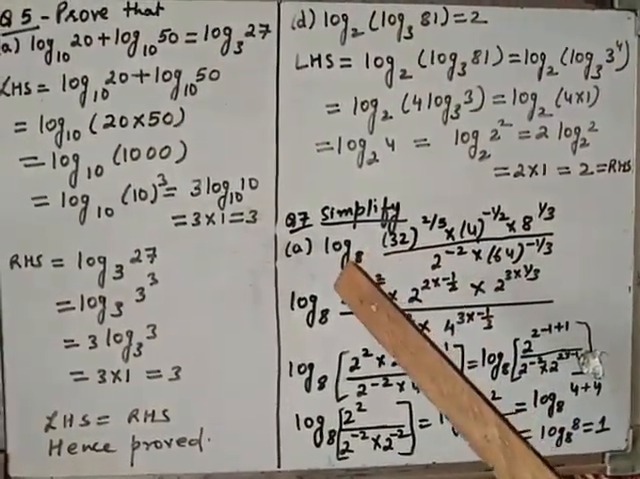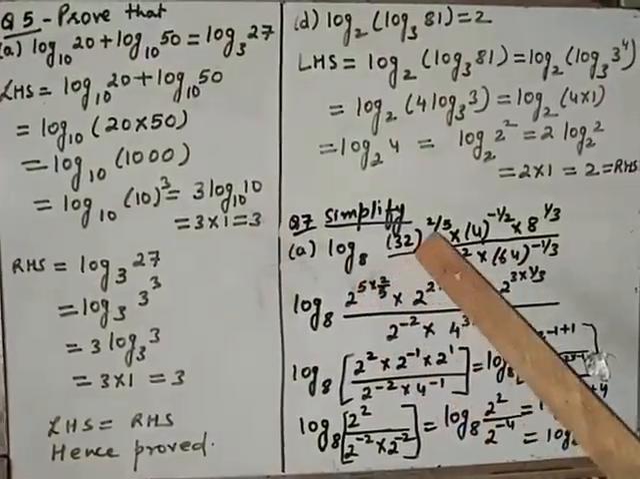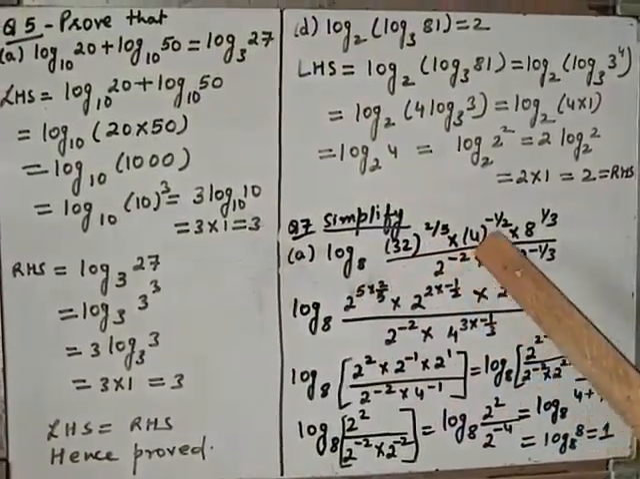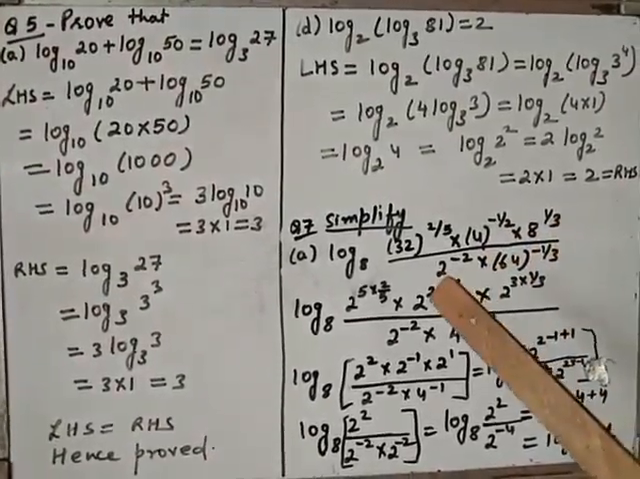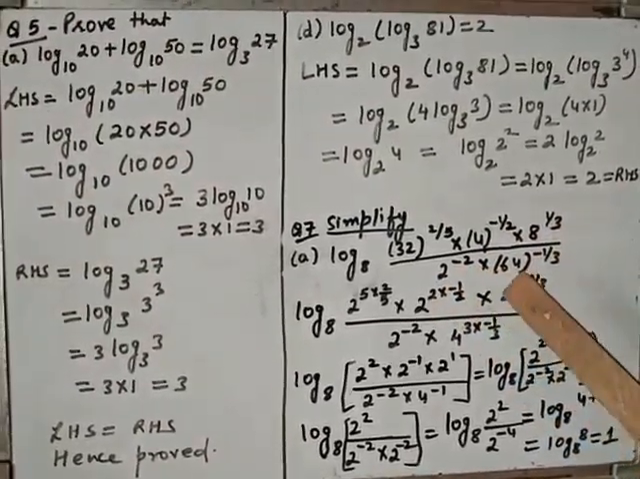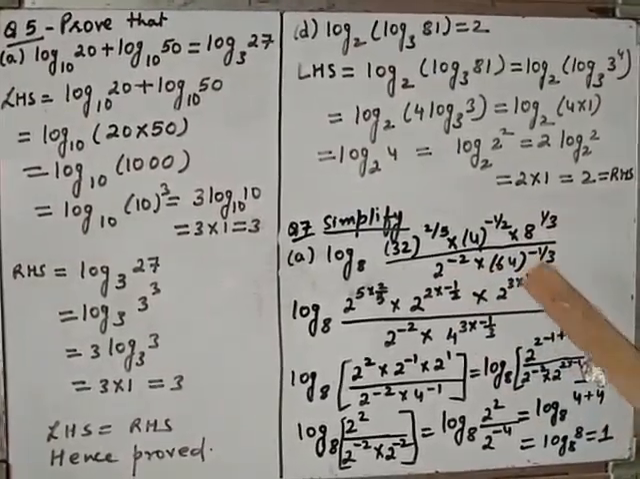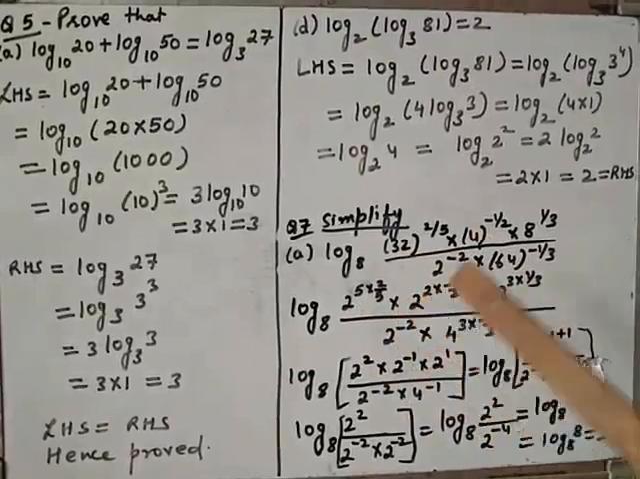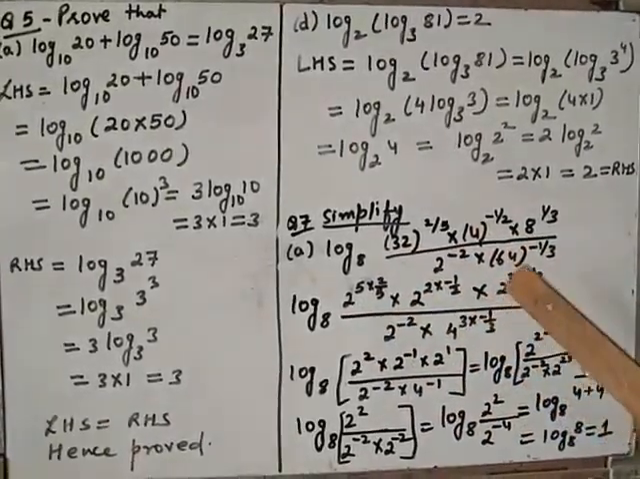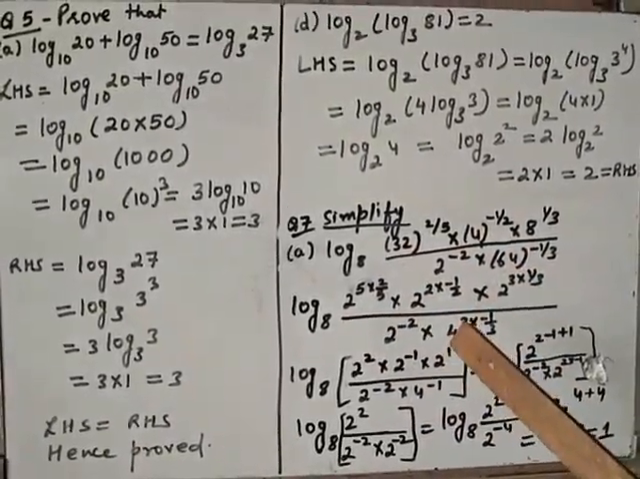Now question number 7. Simplify. Log to the base 8 of 32 raised to power 2 by 5 into 4 raised to power minus 1 by 2 into 8 raised to power 1 upon 3 upon 2 raised to power minus 2 into 64 raised to power minus 1 upon 3. 32 is written as 2 raised to power 5, 4 is written as 2 square, 8 is written as 2 cube, 64 is written as 4 cube.